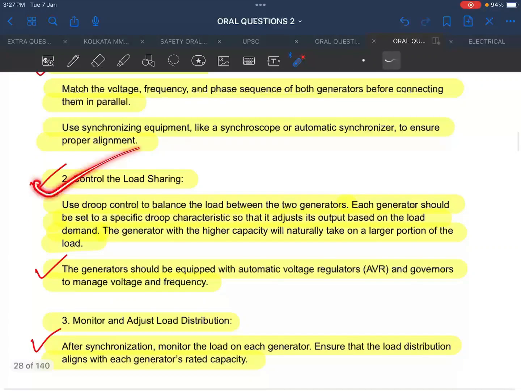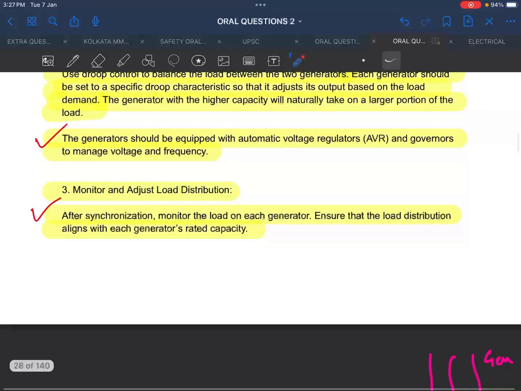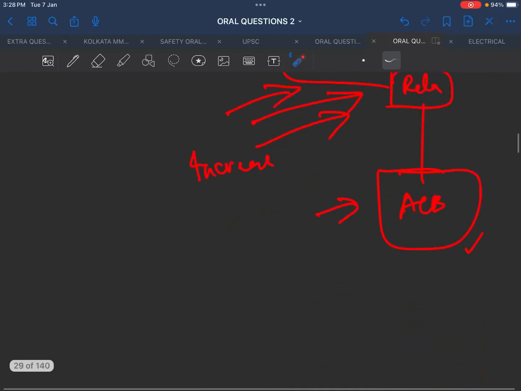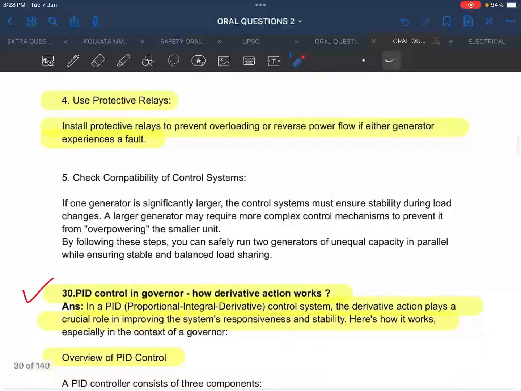Synchronize the generator, control the load sharing, I already told you. Monitor and adjust the load distribution. You have to monitor the load distribution perfectly. Use proper protective relays there.